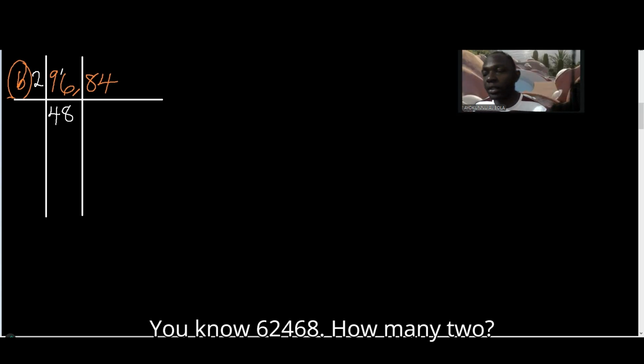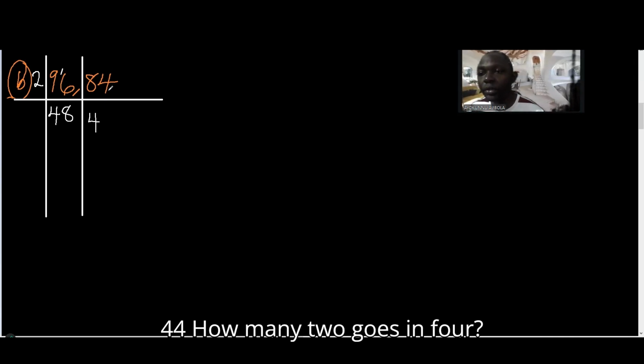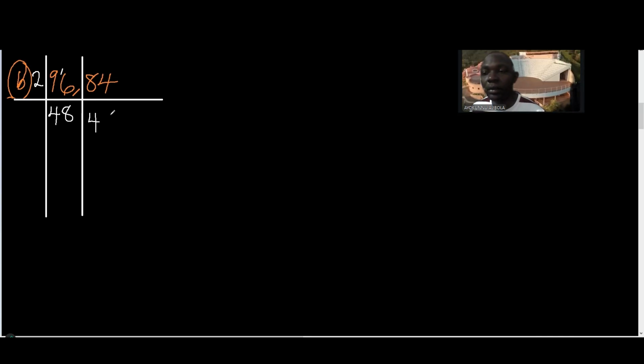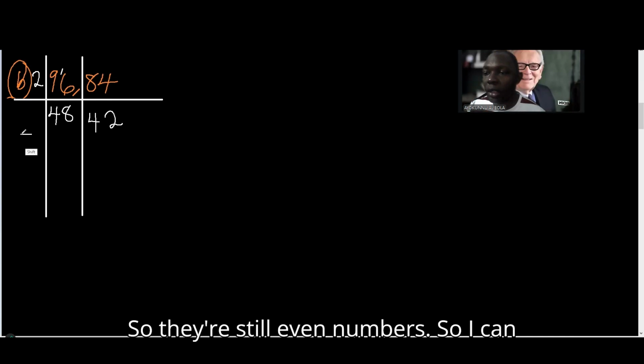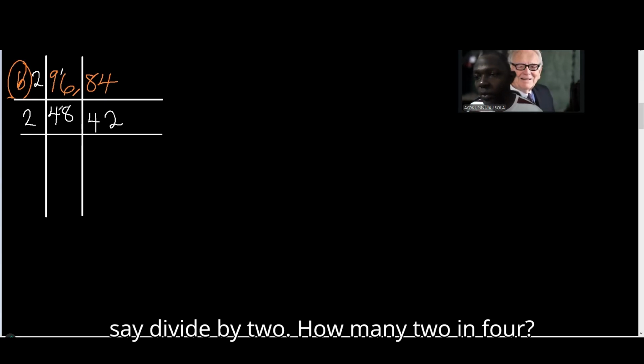6. It's not 6. 2, 4, 6, 8. How many 2? 4. 4. How many 2 goes in 4? 1. No, no, that's 2. So they are still even numbers, so I can still divide by 2. How many 2 in 4?